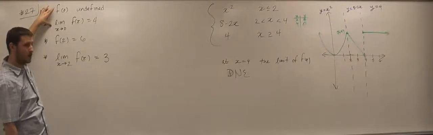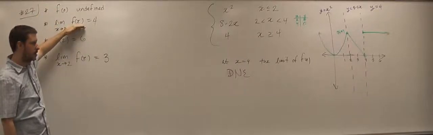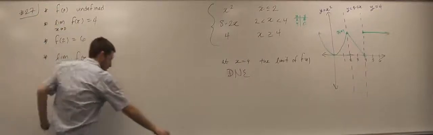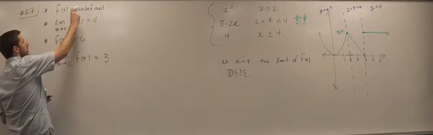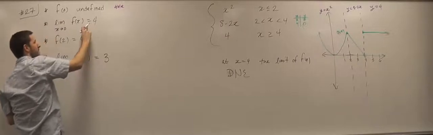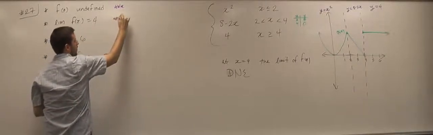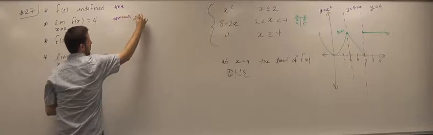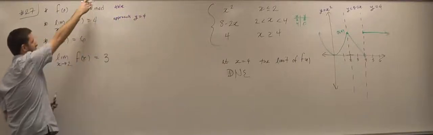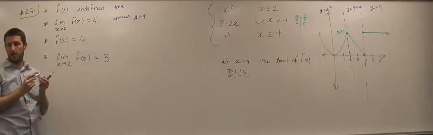A hole. Right, a vertical asymptote is not going to have a limit. So f of 0 undefined has to be a hole because my graph still has to approach 4. If f of 0 were undefined because of a vertical asymptote, it couldn't approach 4 there.